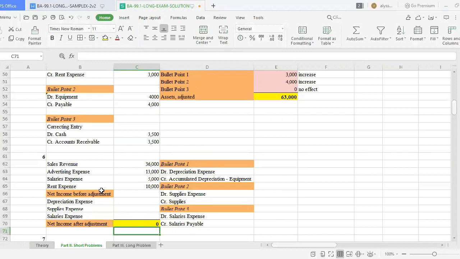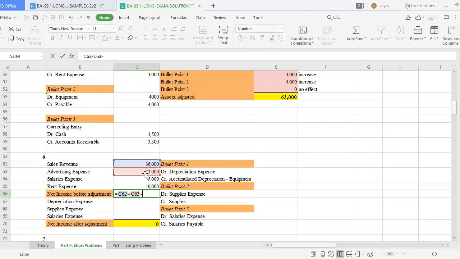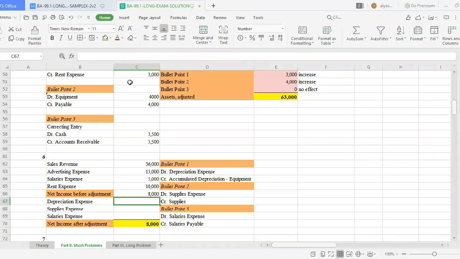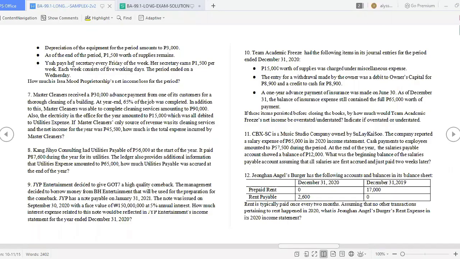So what we have here is that we plotted already to get the net income, which is before adjustment. So to get the net income, subtract the expenses from the sales revenue. So sales revenue minus the advertising, the salaries. So these are all given now. And then we have additional information.